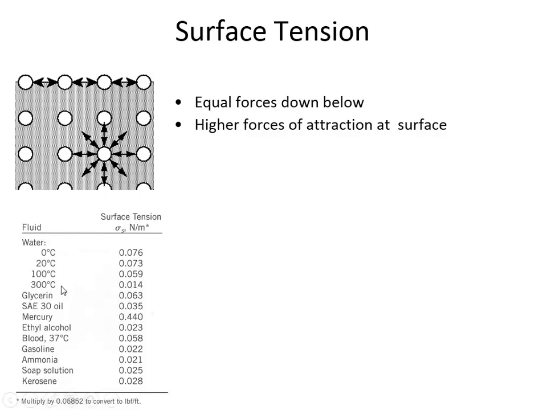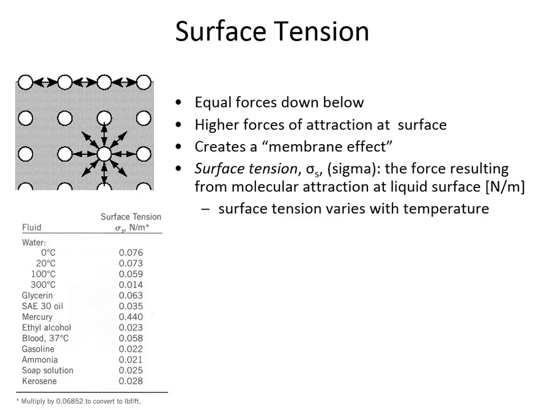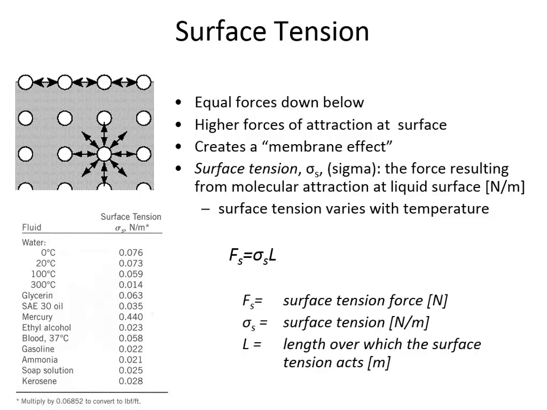You'll notice that mercury has a very, very high surface tension. And you can basically pile mercury on top of itself even much more distinctly than the example that we just saw of the penny having water drops accumulate on the top of the penny. So this membrane effect is what causes the bug to walk on the top of the water, or the steel paperclip to float. And it varies as a function of temperature.